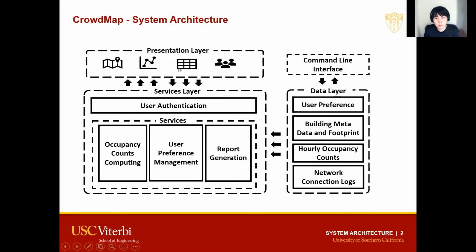Here is the system architecture of our application, which contains 3 components. Presentation layer, which is the user interface. Data layer, which contains all the data and the command line interface. Service layer, which provides core functionalities for our backend service. Let's introduce our presentation layer first. The presentation layer is implemented using Vue, Mapbox, and Highcharts.